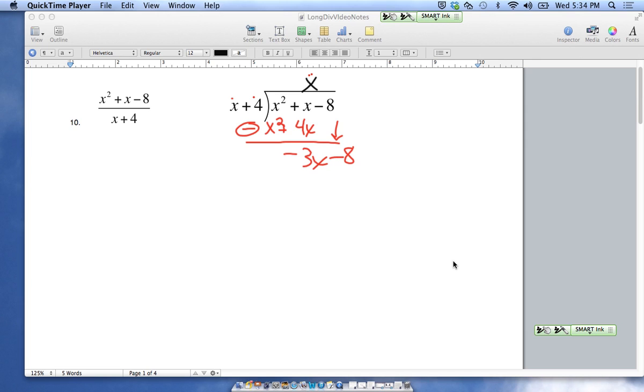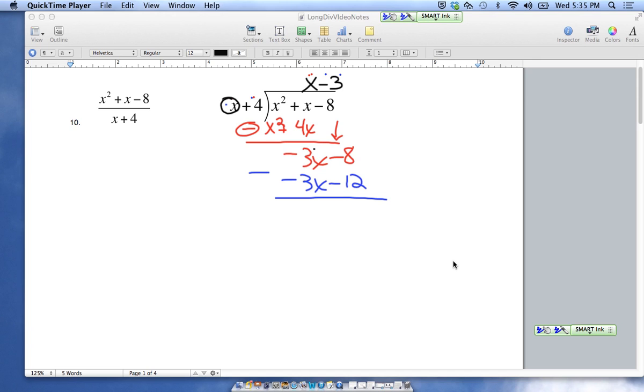I'm comparing the x in the x plus 4, the x from the binomial factor, with negative 3x now. So x would need to be multiplied by negative 3. So the missing factor is negative 3. And then the process starts over again. Negative 3 times x is negative 3x, and negative 3 times positive 4 is negative 12.